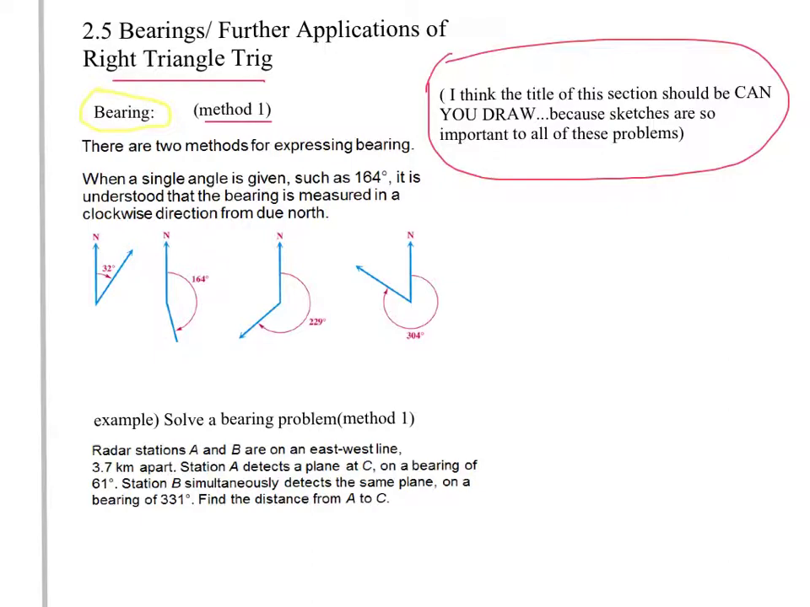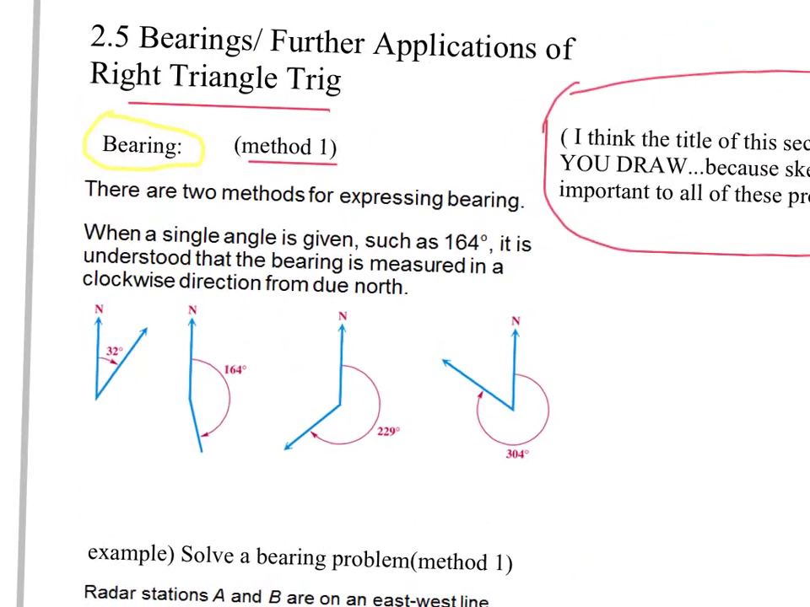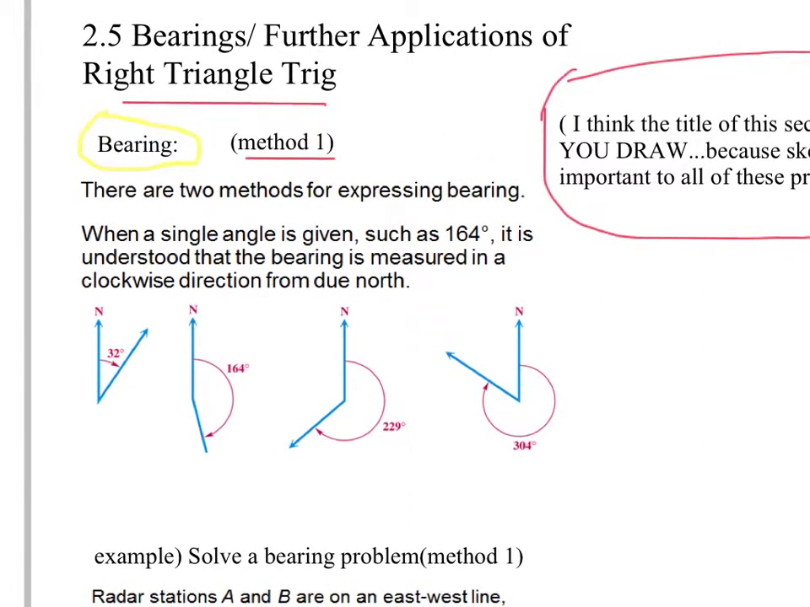I'll zoom in on this just so you can see it a little better here. Okay, so for starters, when a single angle is given, such as 164 degrees, it is understood that the bearing is measured in a clockwise direction from the north. See? 164 degrees clockwise from the north. So what I always tell people to do in this kind of situation is start off with your north-south line and rotate 164 degrees from the north. Okay, so here's 32 degrees. Notice it's all from the north.